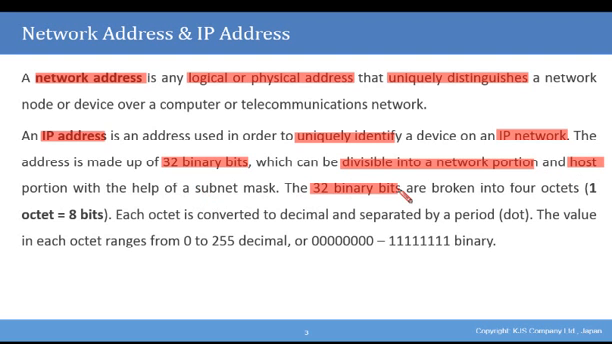The 32 binary bits are broken into 4 octets. 1 octet is equal to 8 bits. Each octet is converted to a decimal and separated by a period or a dot. The value in each octet ranges from 0 to 255 in decimal, or 8 zeros to 8 ones in binary.